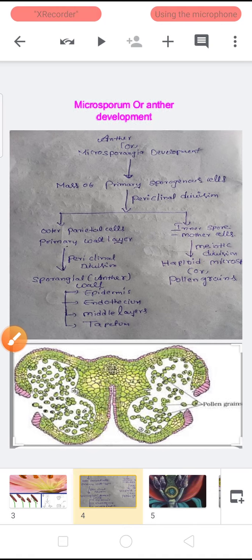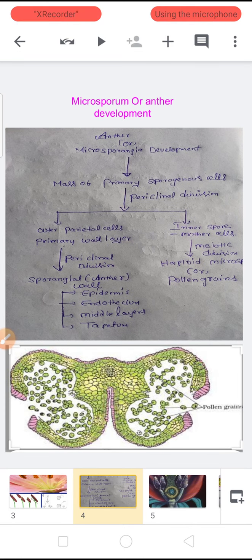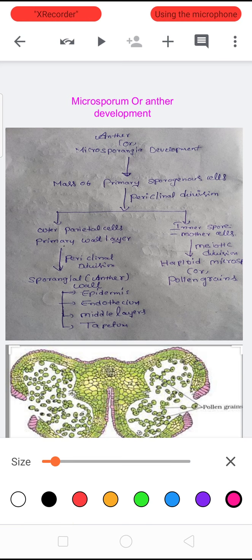Next, inner spore mother cells undergo meiotic division and produce 4 haploid microspores, which are also known as pollen grains. These are the pollen grains.